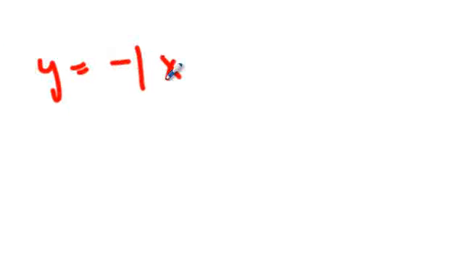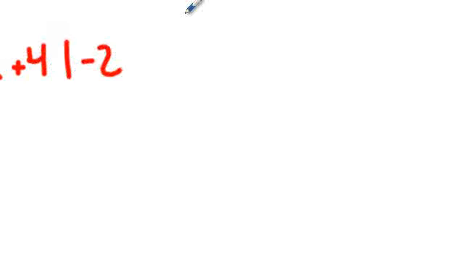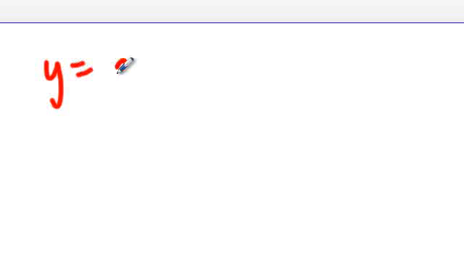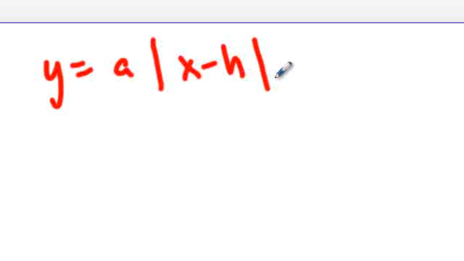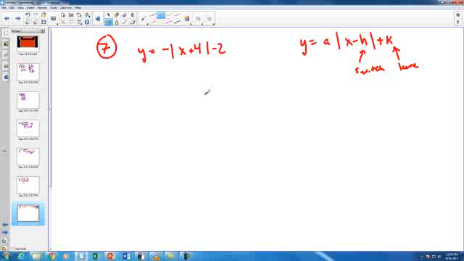7, we start into graphing. And so on question number 7, we have y equals negative absolute value of x plus 4, minus 2. Now, if you remember the formula, y equals a times absolute value of x minus h, plus k, you remember that you always switch the one that's with x and you leave the other one alone. What we're looking for to start with is the vertex.